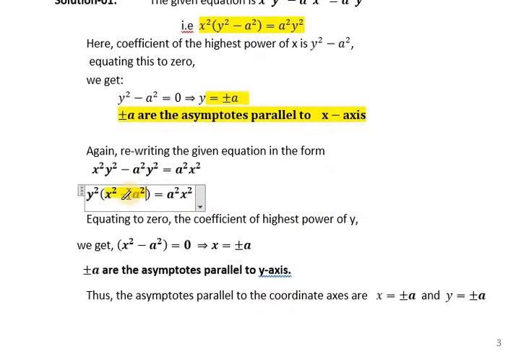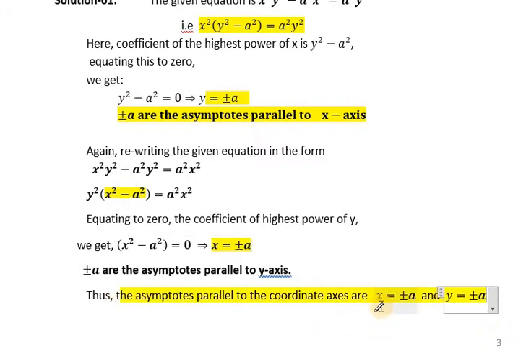Now let us take this x square minus a square, that is the coefficient of highest power of y, and equate that to 0. So x square minus a square is equal to 0 implies x is equal to plus or minus a. So plus or minus a are the two asymptotes parallel to y-axis. Hence the asymptotes parallel to both the coordinate axes are x is equal to plus or minus a and y is equal to plus or minus a. Here we have 4 asymptotes.